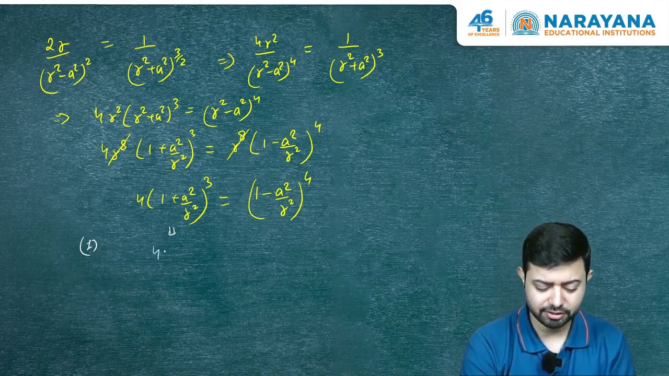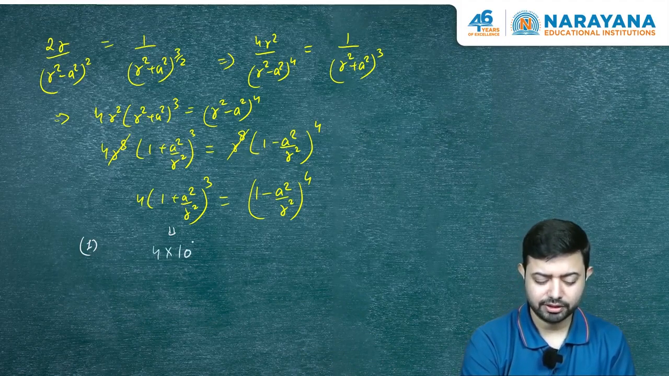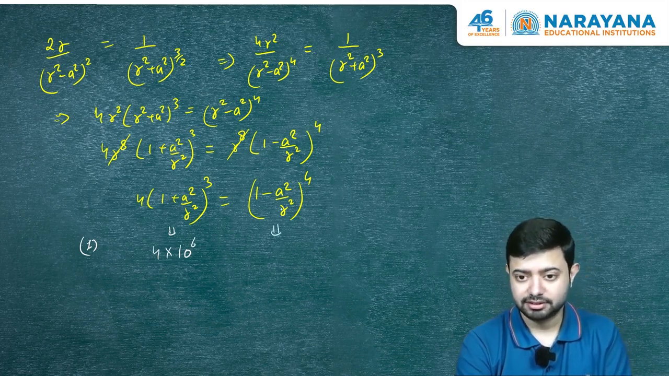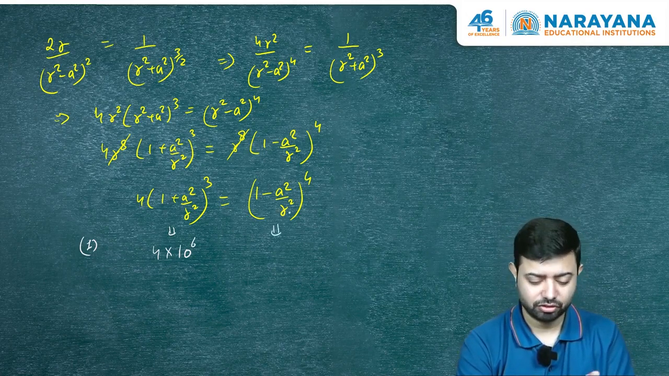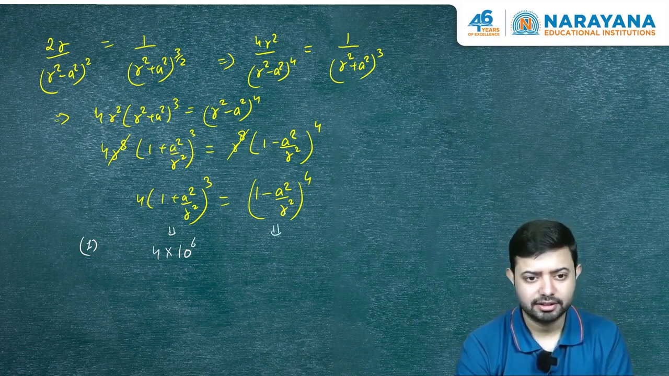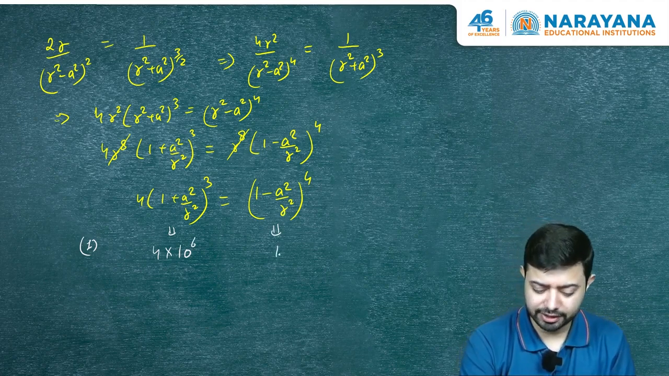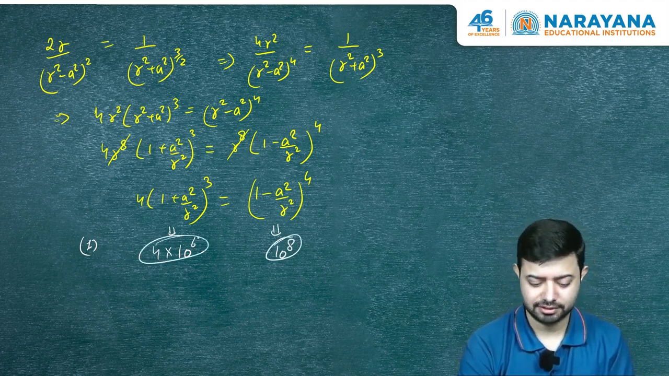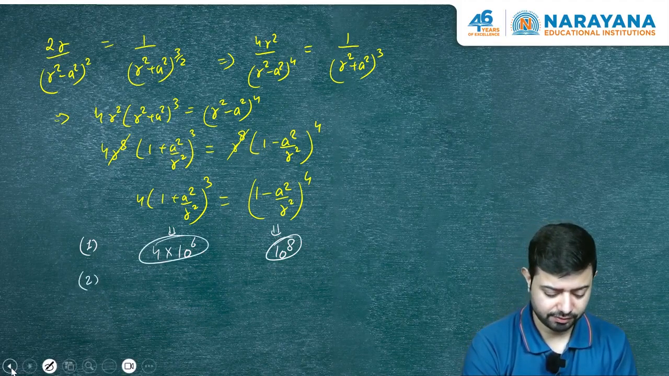So, the left hand side is something 4 into 10 to the power 6, and the right hand side is how much? It is something 1 minus 100, that is minus 99. So, power of that is approximately 10 to the power 8. So, these numbers are not matching. So, that option is vanished, right. Look at the second option.